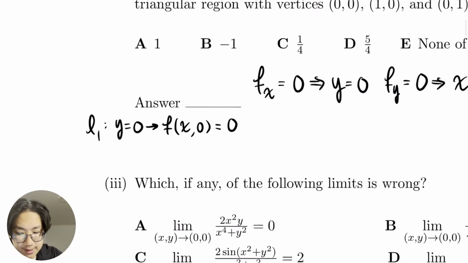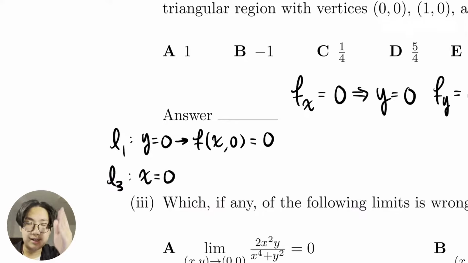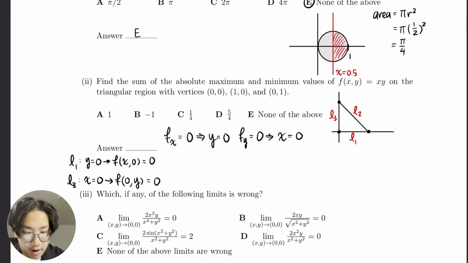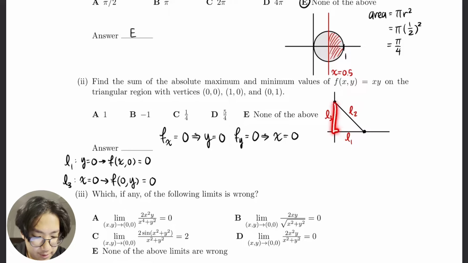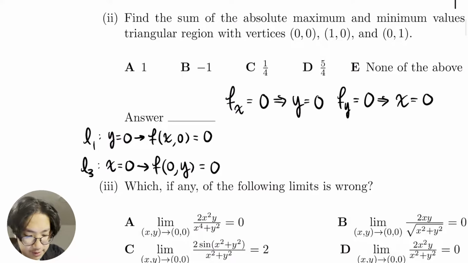And just because L3 is the same, I'll do that as well. So L3, instead of y equal to 0, you have x equal to 0, because again, it's a vertical line. Instead, this will give you f(0, y), which again is also equal to 0. So that's fine. But this basically tells us that along these two lines, our function is always going to equal 0. Okay. Next, we will look at L2, which actually has something going on.